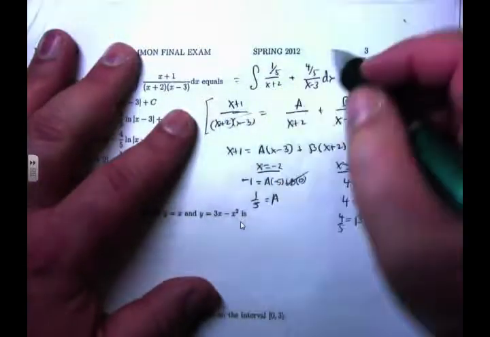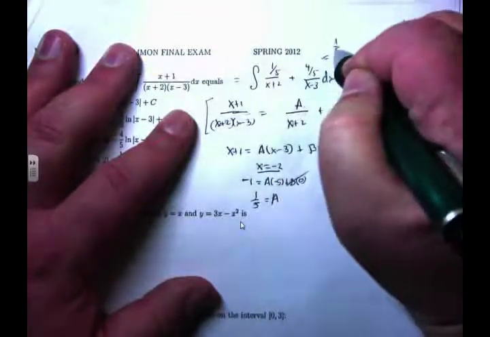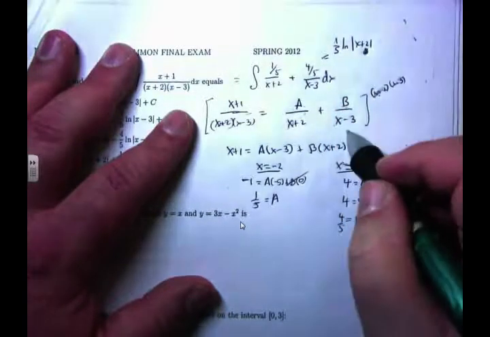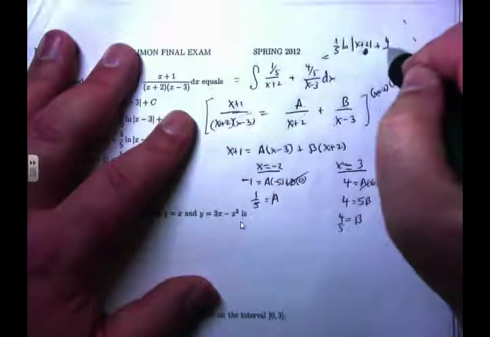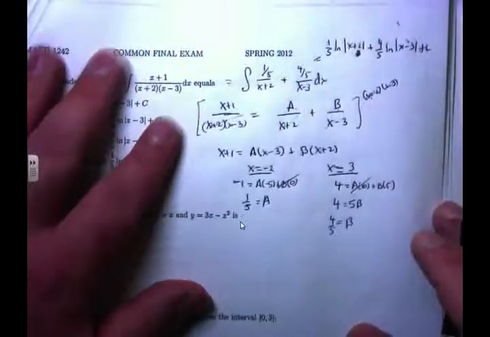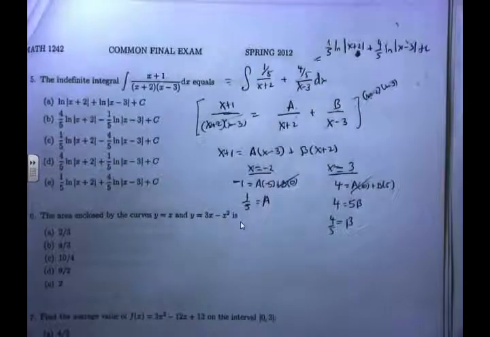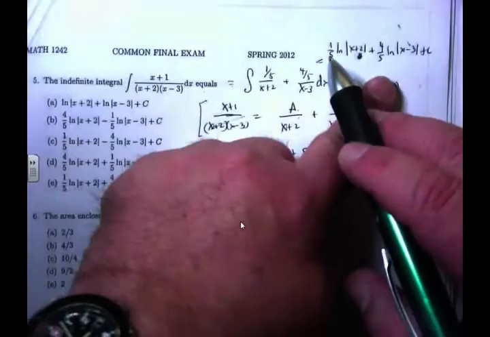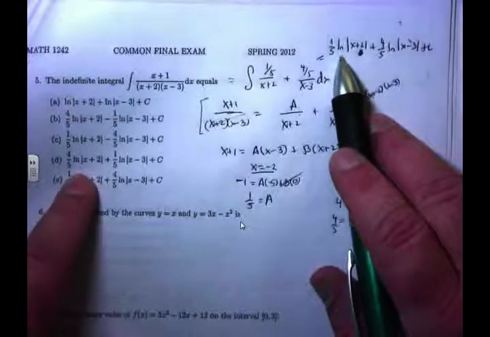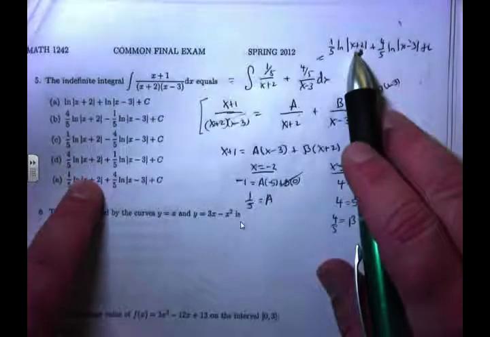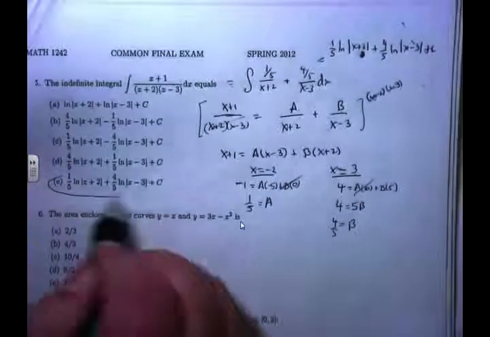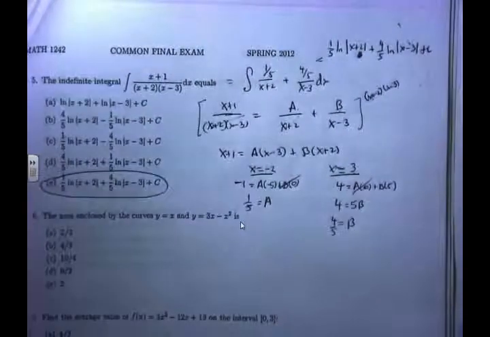Integral with the guys on the bottom, classic problem. This gives you the answer of 1/5 natural log absolute value of x plus 2. That's the page number there. Plus 4/5 natural log absolute value of x minus 3 plus c. But now, take your time, because as long as you didn't screw up where the coefficients went, you should be able to get this problem. So the x plus 2 has to have the positive 1/5, and the x minus 3 has 4/5, the answer is E.